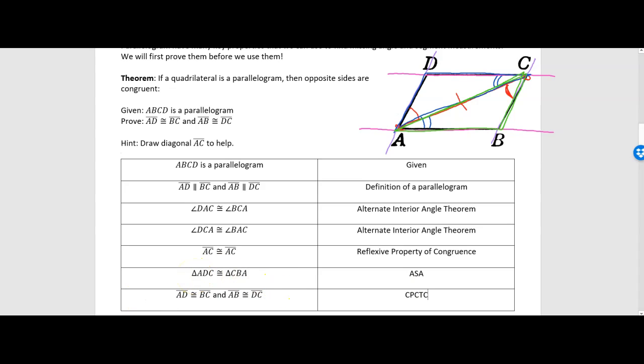And we've just proved what we wanted to. We have shown that DC is congruent to AB and AD is congruent to CB. So opposite sides of a parallelogram are always going to be congruent. And now that's a property we can use later on, whether it be in diagram problems or in proofs. Let's move on to our next one.